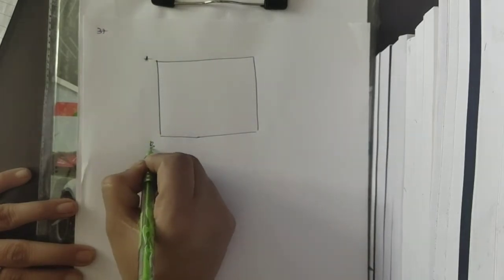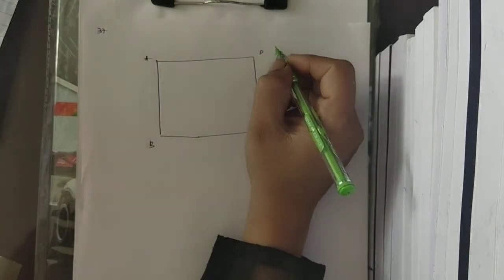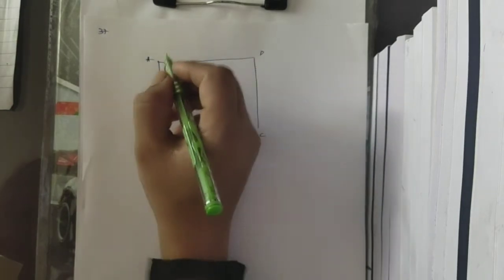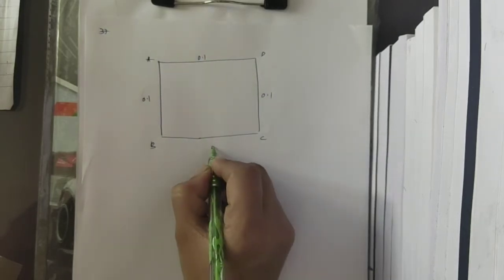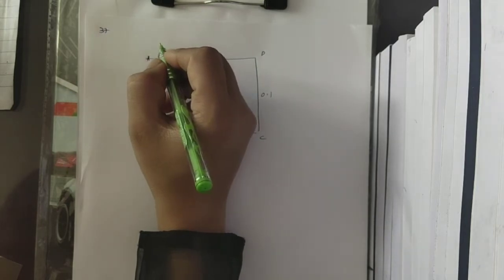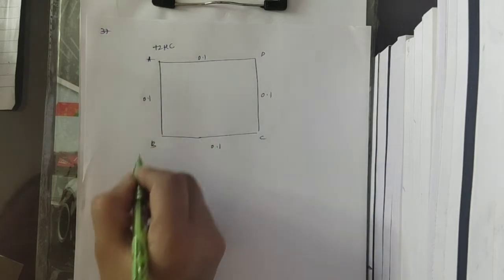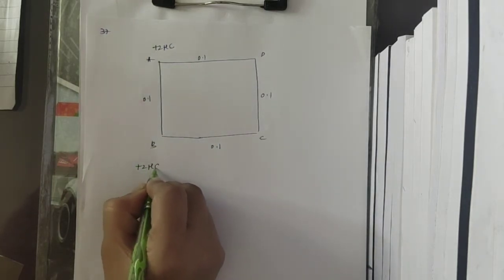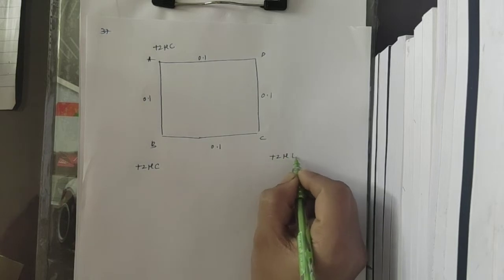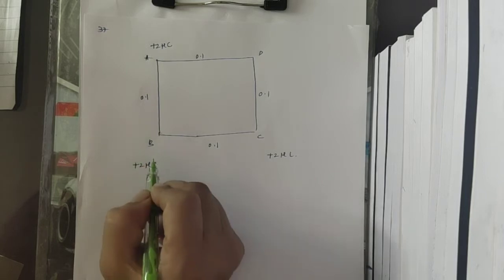A, B, C, D. The identical point charges are plus 2 microcoulomb each, and the side is 0.1. Okay, B. The resultant force on B, how much, that we have to find.